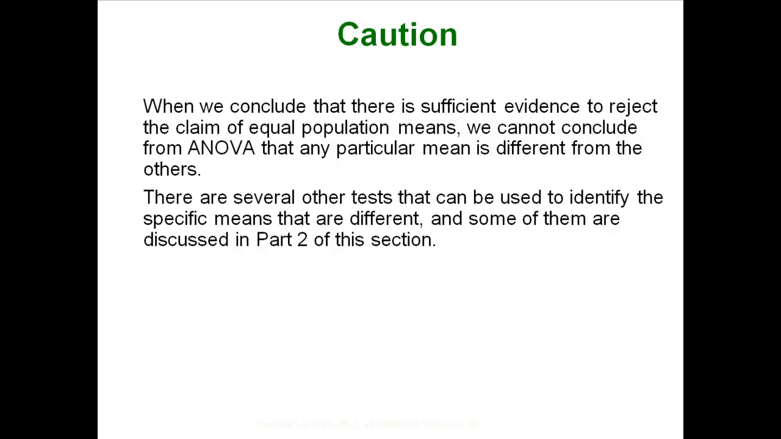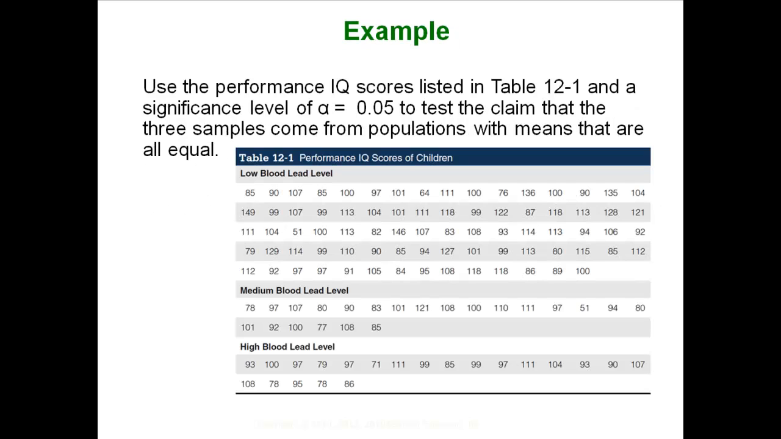When we conclude that there is sufficient evidence to reject the claim of equal means, we cannot, however, determine which of the means is different from the others. You have to use separate tests to do that. The one-way ANOVA just tells us whether or not at least one mean is different from all of the others. We don't know if it's 1 that is different or 2 or 3, and we don't know which one is different. We just know that there is at least one that stands out from the pack. We'll see in part 2, we'll discuss briefly some of the ways that we can then delve deeper and figure out which of the means are in fact different.